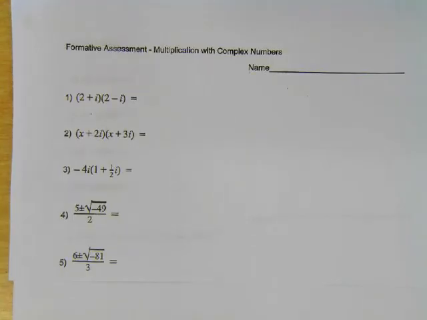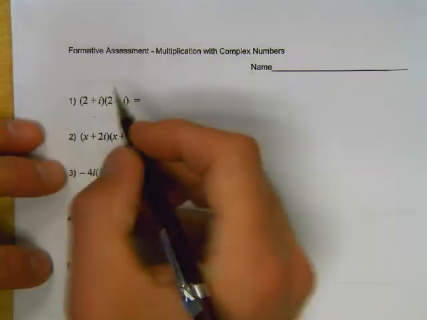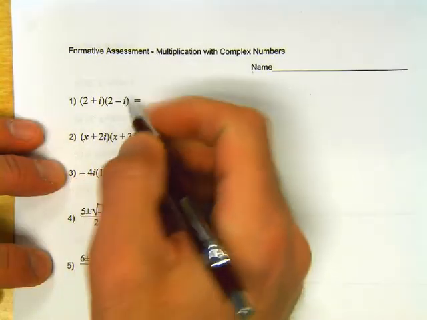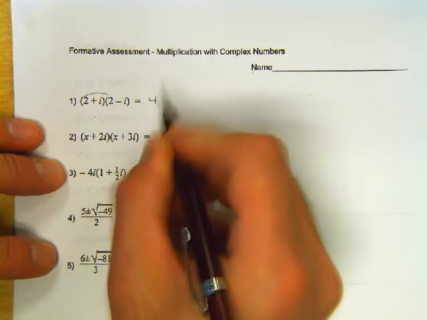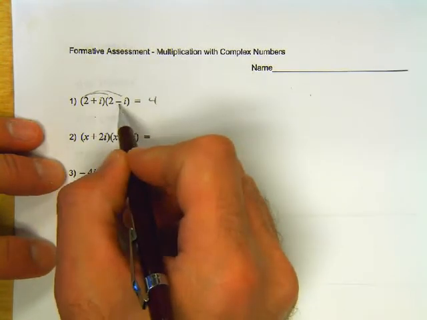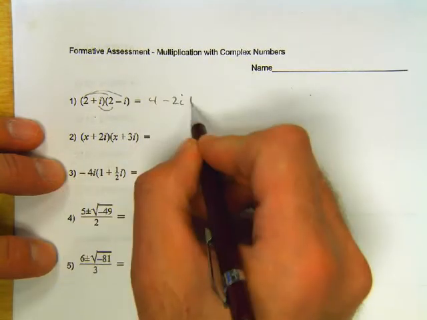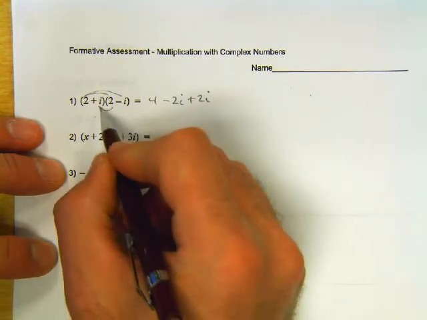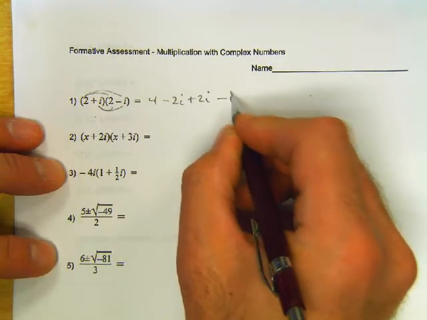Okay, let's do complex number multiplication. This first one is two linear binomials, so we just distribute. 2 times 2 is 4. 2 times negative i is negative 2i. i times 2 is positive 2i. And i times negative i is negative i squared.